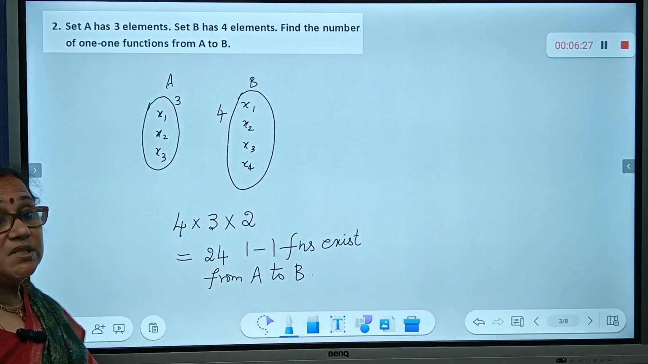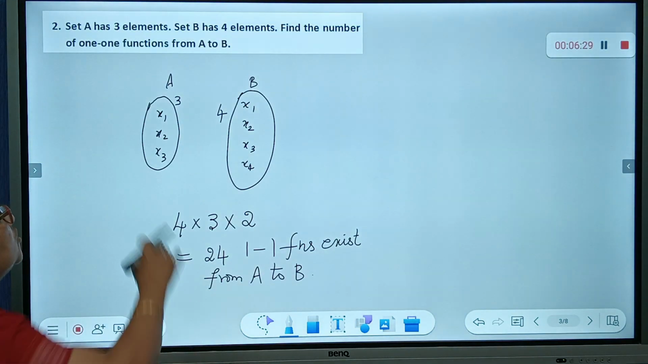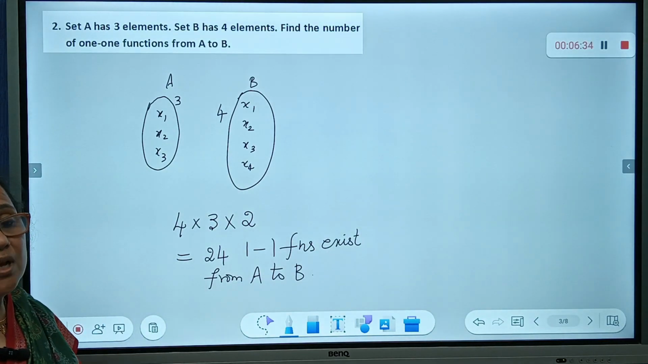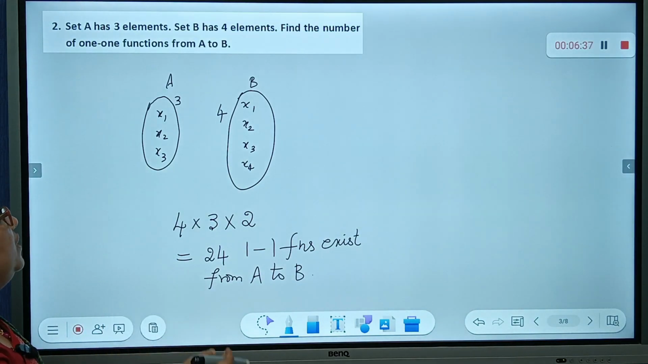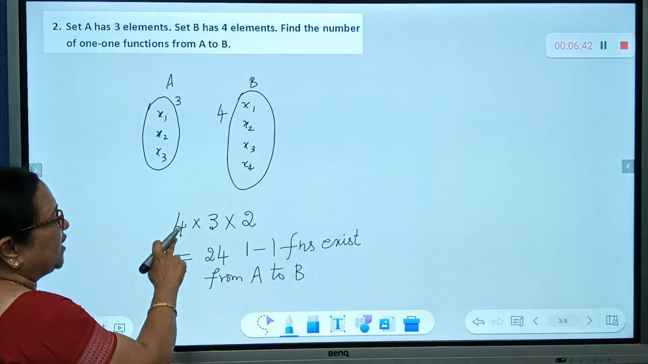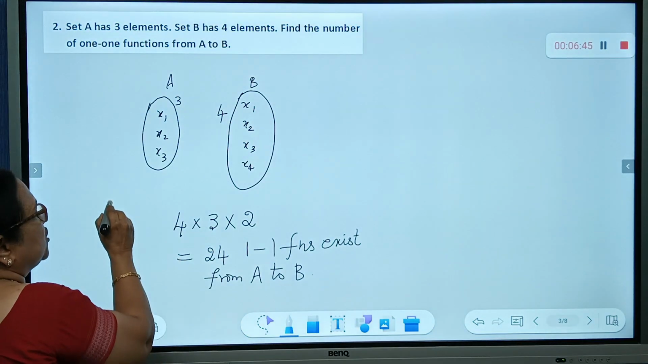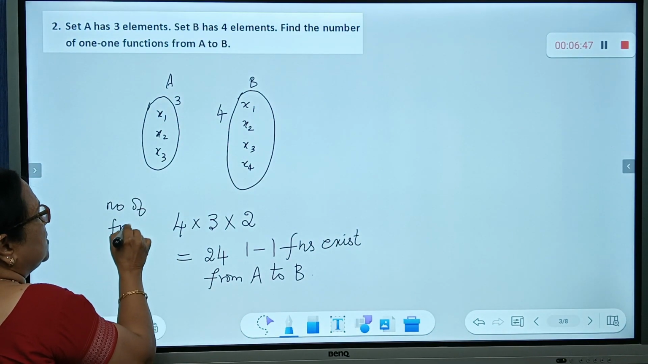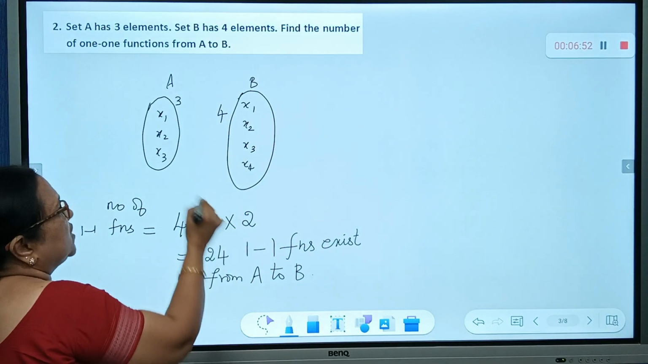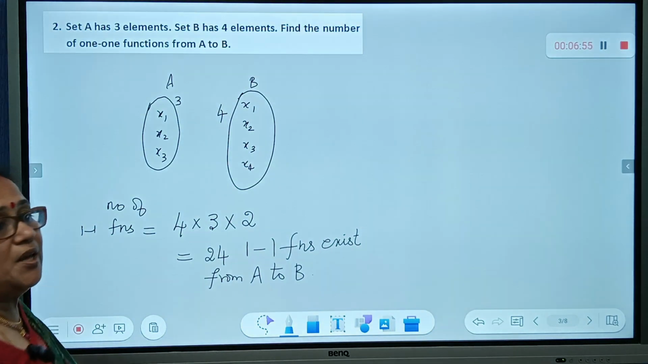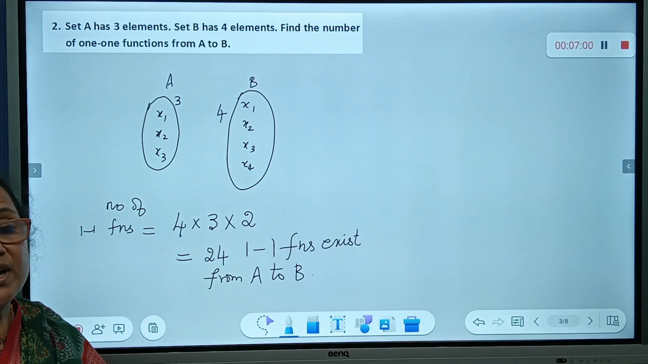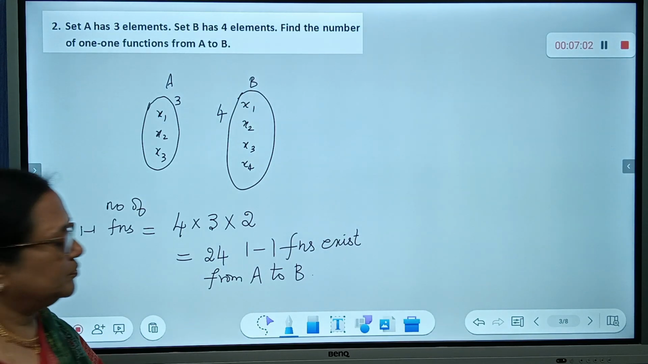So drawing always helps us to understand the problem better. I've just drawn A and B to indicate this as 3 and this as 4. We are counting the number of one-to-one functions from A to B. Now if you look at x1, x1 can be mapped with any of the 4. That's why I've written 4 here. Number of one-to-one functions equals 4 into 3 choices for x2 and only 2 choices for x3. Therefore, it is equal to 24. So, the number of one-to-one functions that exist from A to B will be 24.